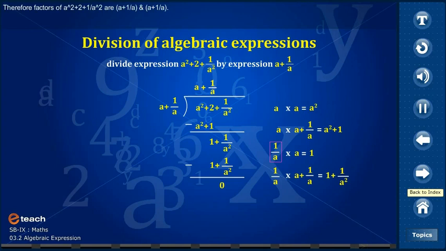Therefore, the factors of a square plus 2 plus 1 by a square are a plus 1 by a and a plus 1 by a.